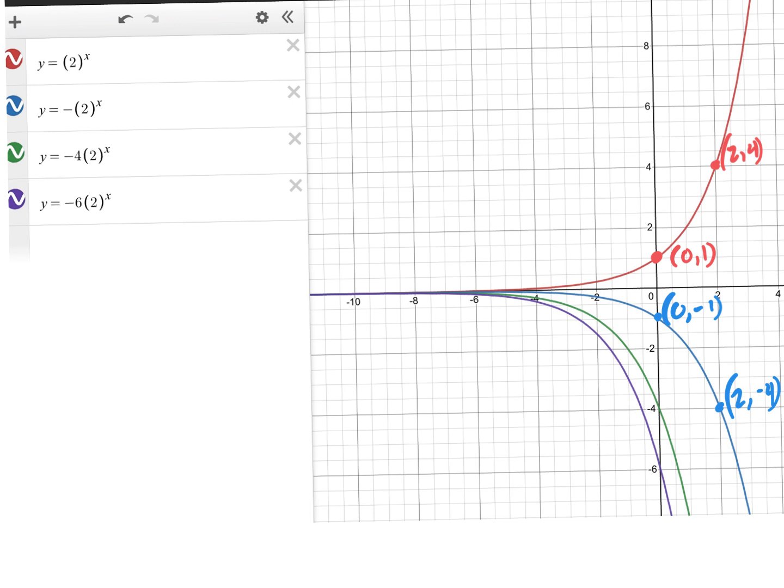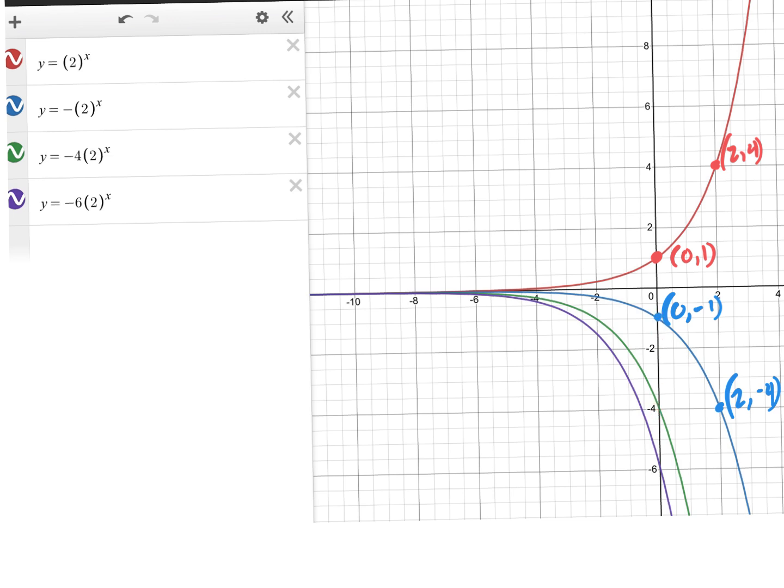Then on top of that, if your a value is further away from 0, that's a vertical stretch. If your a value is closer to 0, it's a vertical compression. So this one opens down, that's the blue one. If you go to this next one, the green one, not only does it open down, but it gets vertically stretched by 4. So instead of having the coordinate (0, -1), if you stretch it by 4, it'd be (0, -4).